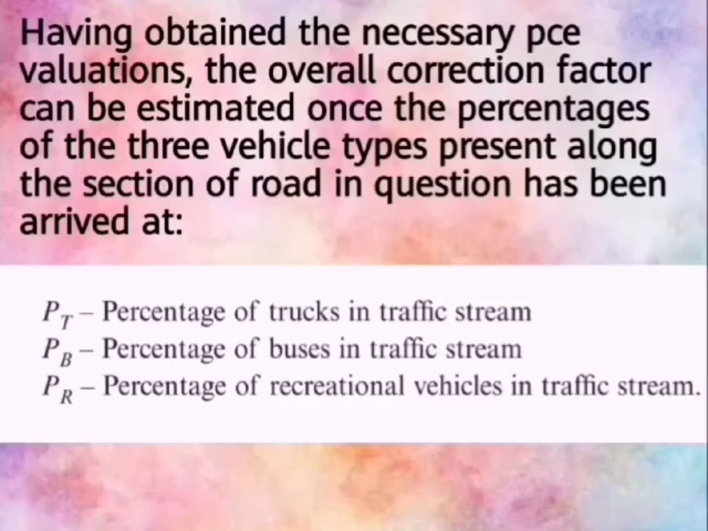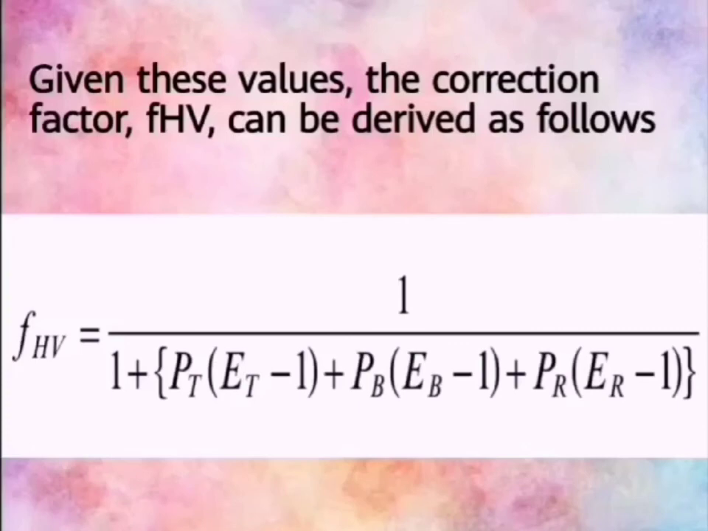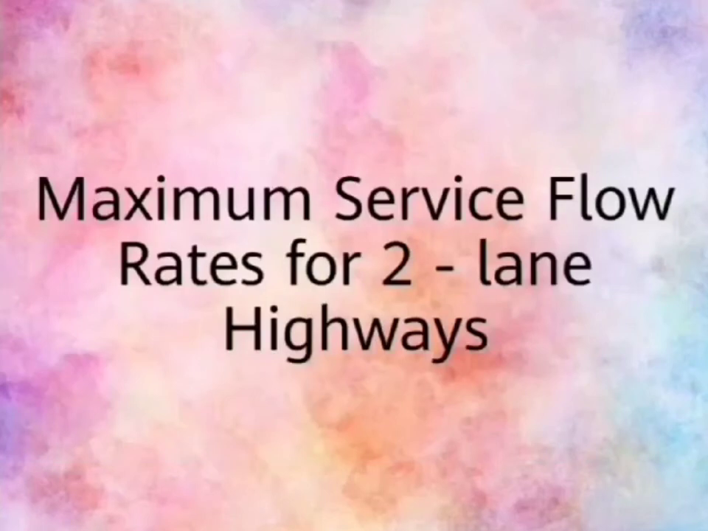Having obtained the necessary PCE evaluations, the overall correction factor can be estimated once the percentages of the 3 vehicle types present along the section of road in question have been arrived at. P sub T, percentage of trucks in traffic stream, P sub B, percentage of buses in traffic stream, and P sub R, percentage of recreational vehicles in traffic stream. Given these values, the correction factor can be derived as follows. Maximum service flow rates for 2-lane highways. Where 1 lane is available for traffic in each direction, a classification of 2-lane highways applies.